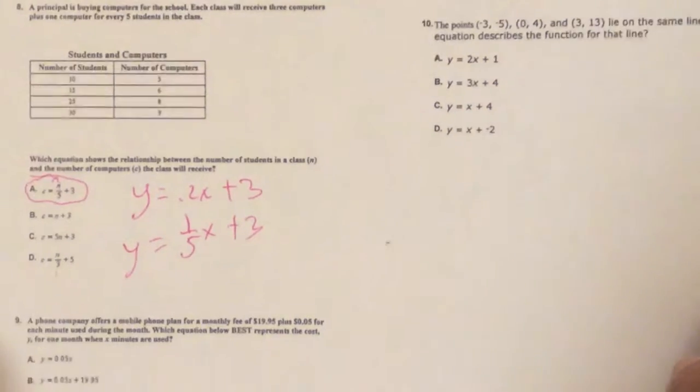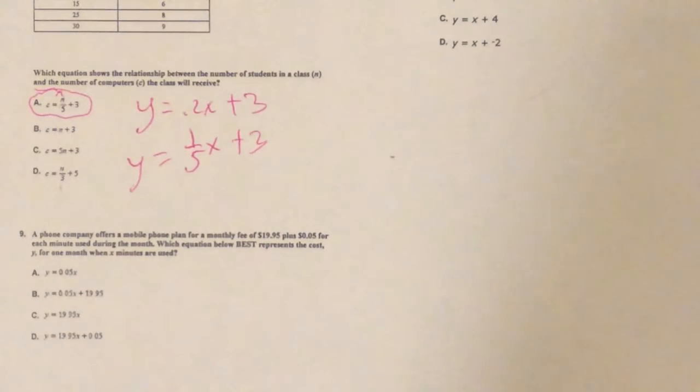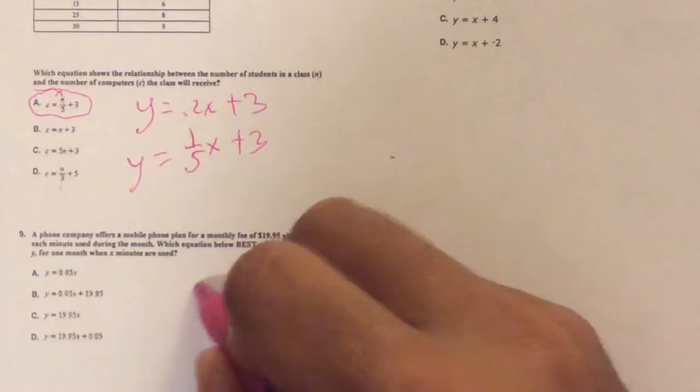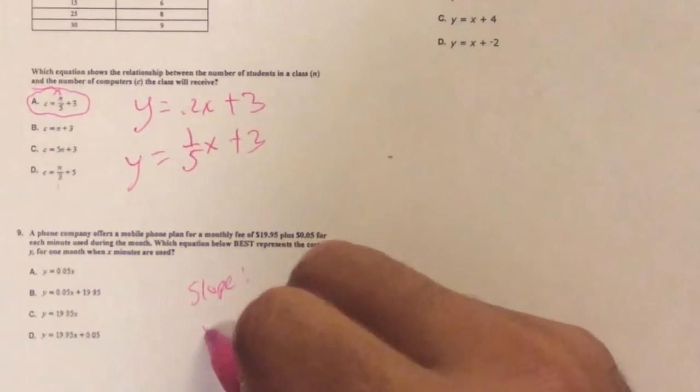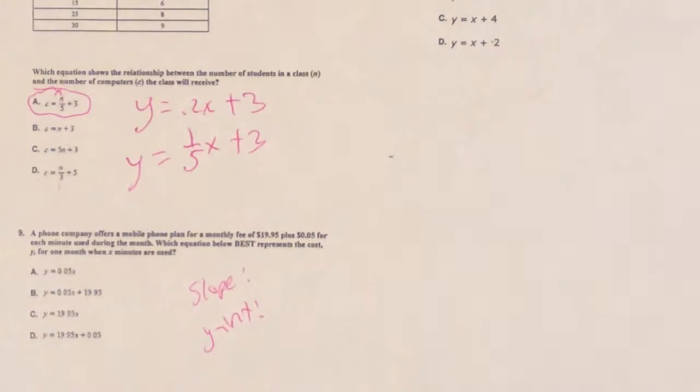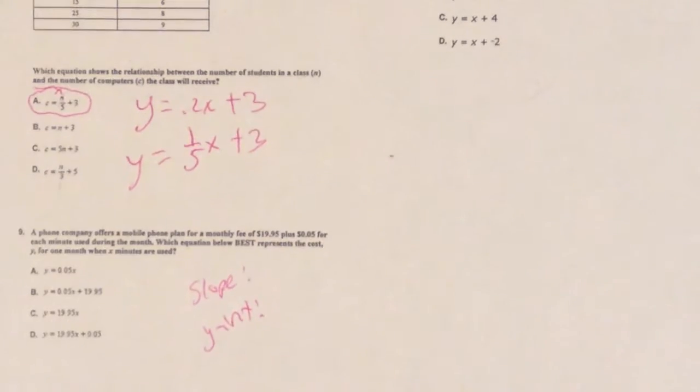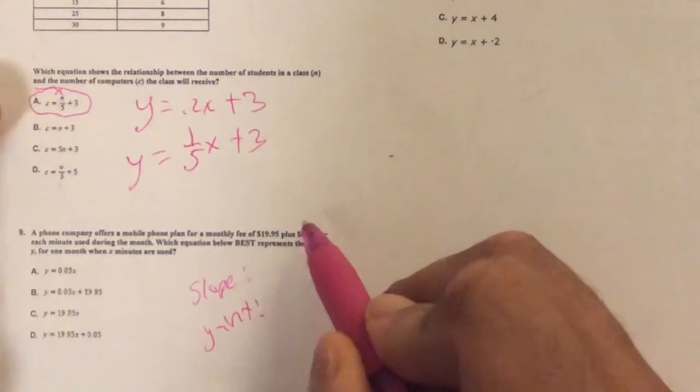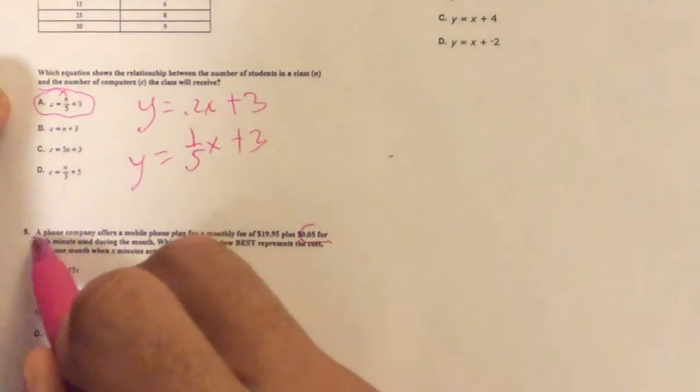Now, number 9. A phone company offers a mobile phone plan for a monthly fee of $19.95 plus 5 cents for each minute during the month. Which equation below represents the cost y for 1 month when x minutes are used? So basically, what they're asking me is to write an equation that represents the situation. So I need to identify what the slope is and what the y-intercept is. Now remember, the slope is the thing that has the word every, per, each. And as you can tell, it says 5 cents for each minute.